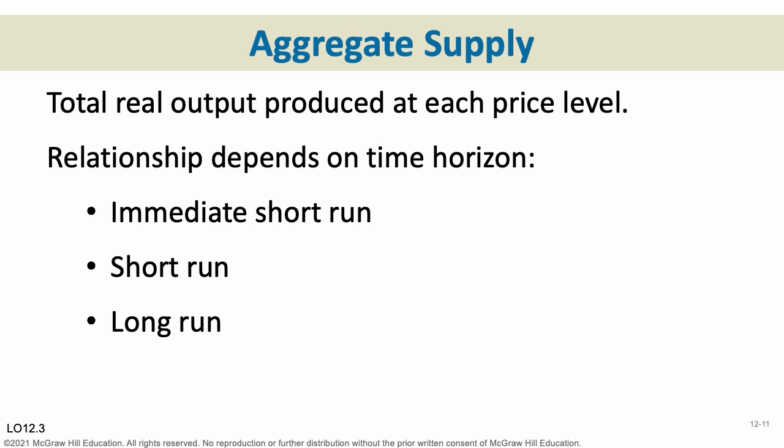And we have 3 time horizons we can look at. Now, why do we have multiple time horizons? Remember, over enough time, prices can change, whereas in the short run or so, they can be very, very fixed.